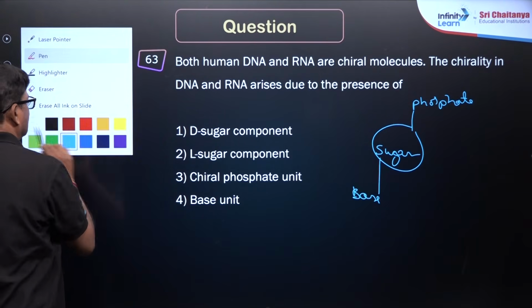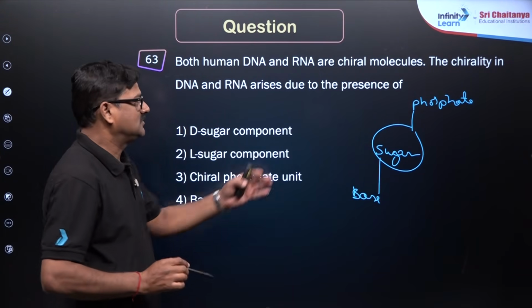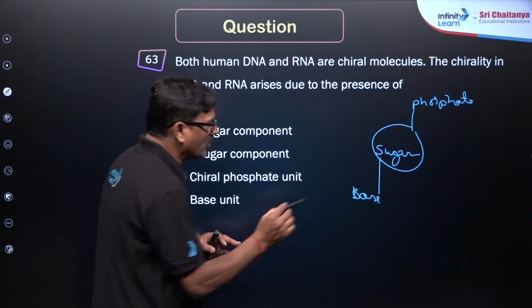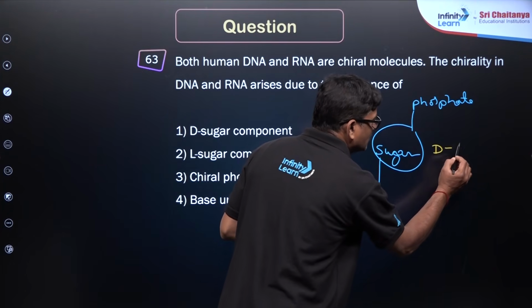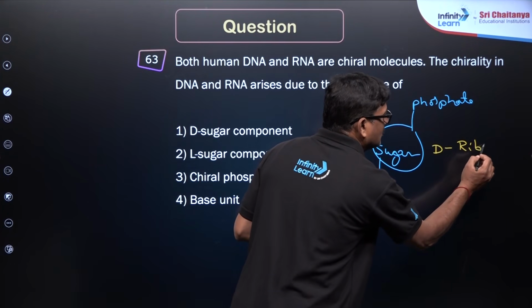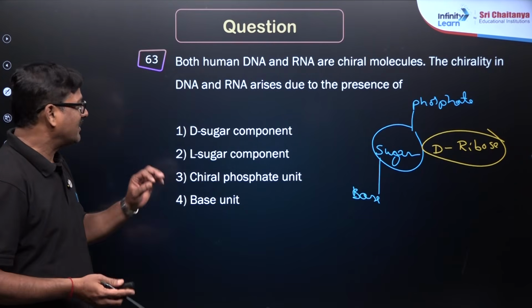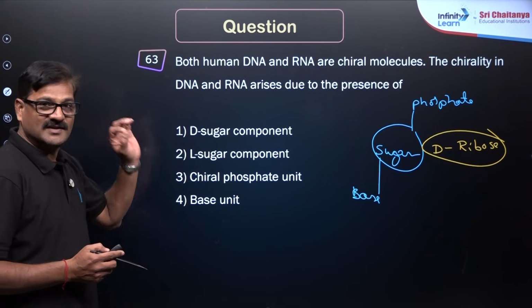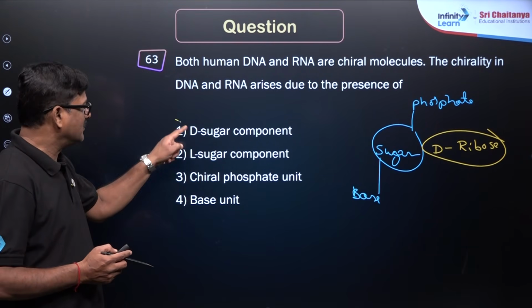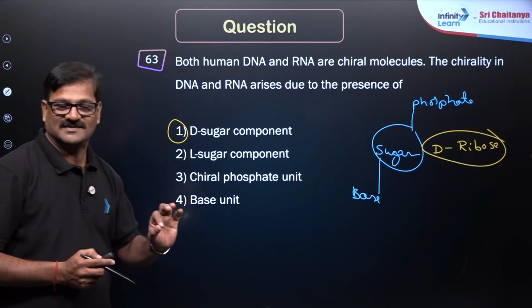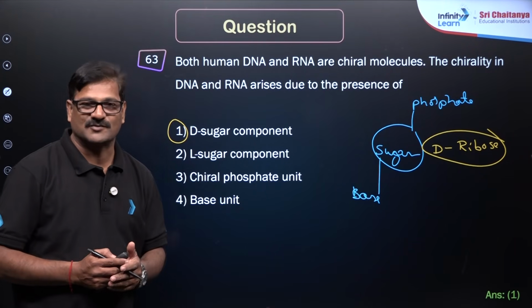This has the basic nucleotide structure. What is this sugar? D-ribose. Because of this D-ribose, it is going to be optically active. So it is a chiral molecule, with a D sugar component present in this. So option 1 is the correct answer for this question.